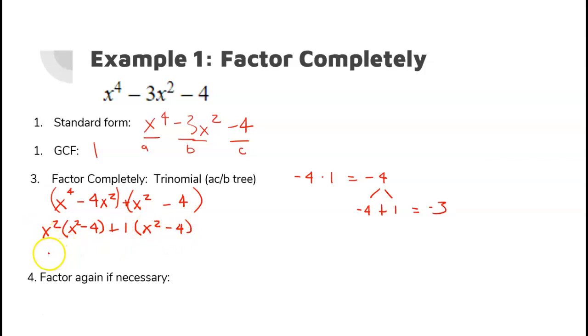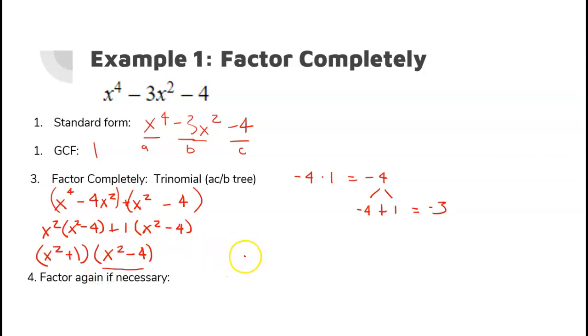Now I can rearrange my terms. That gives me x squared plus 1 times x squared minus 4. Now that I've factored this, I'm going to look at it and see, can I factor it again? Well, if I look at x squared minus 4, what I see is that it is actually a difference of perfect squares.